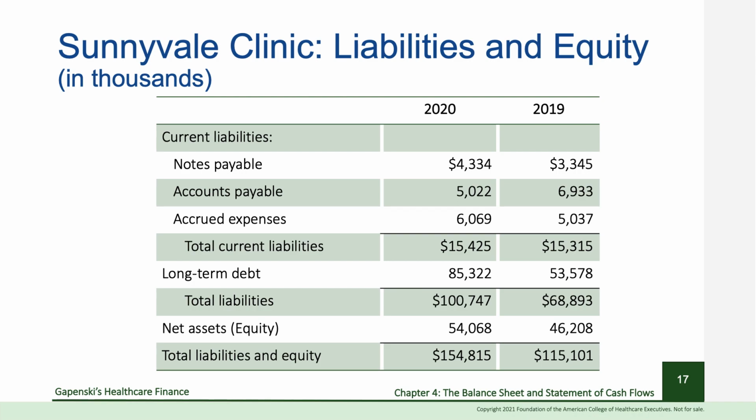Sunnyvale Clinic has liabilities and equity also, and this is showing current liabilities, which shows notes payable, accounts payable, and accrued expenses, and then that gives you the total current liabilities. Then long-term debt, and then total liabilities is basically $85,000 plus $15,000, which gives you approximately $100,000 for 2020, and then you also have the number for 2019 for total liabilities. And then you have the net assets, which is the equity for 2020, approximately $54,000. So you have a total liabilities and equity of $154,000 for 2020 for Sunnyvale Clinic.